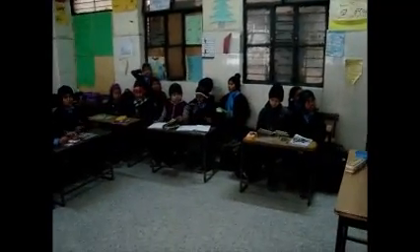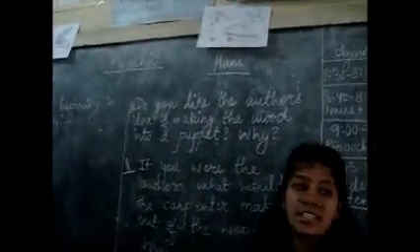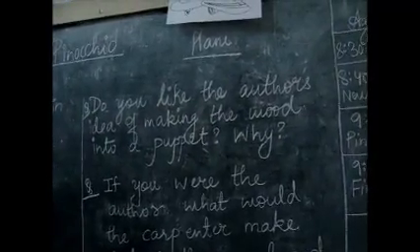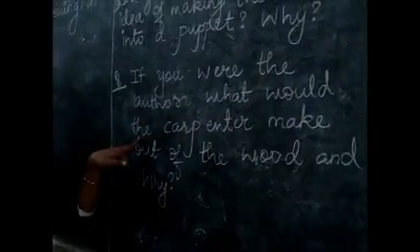What I want you to do is open your notebook and answer these two questions in your notebooks. Can you read the first question? Do you like the author's idea of making the wood into a puppet? Why? Now the piece of wood was speaking and the author decided that the carpenter will make the piece of wood into a puppet. So do you like that idea? If yes, why? If you don't like that idea, why? Second question. Sonia, can you read the second question? If you were the author, what would the carpenter make out of the wood and why?